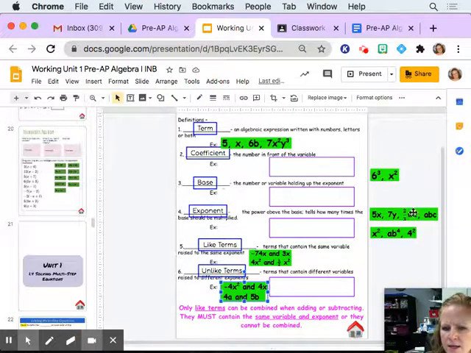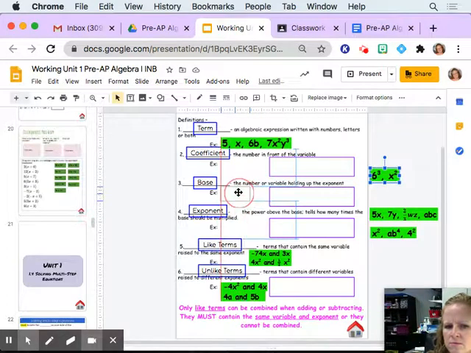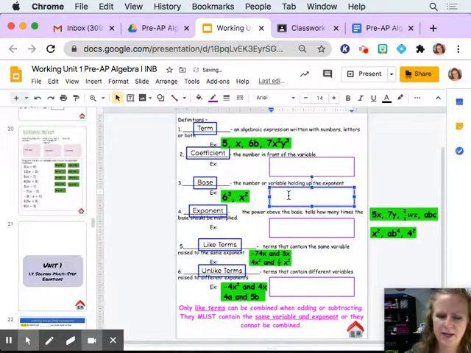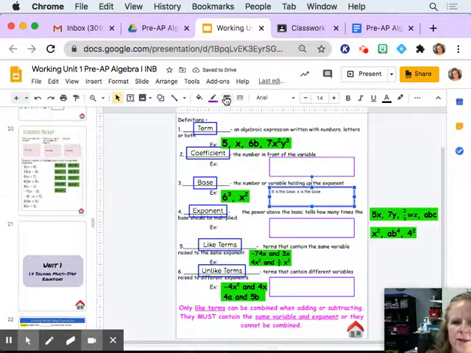And then, let's see, 6 to the third and x squared. Those would be, let's put it in here, 6 is the base, 6, and then x is the base. I can make this a little bigger.